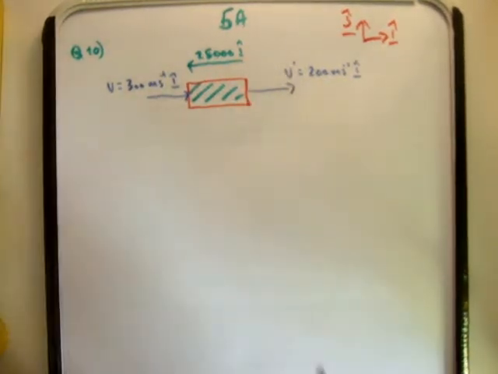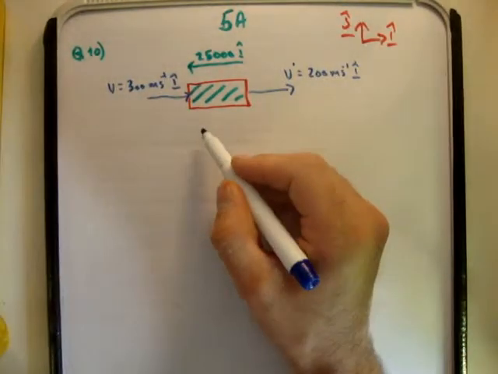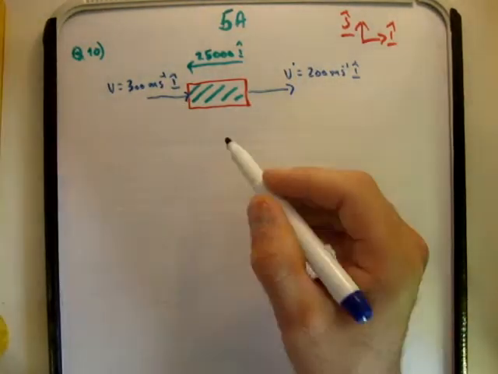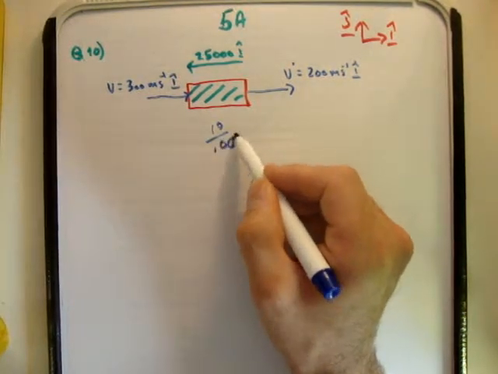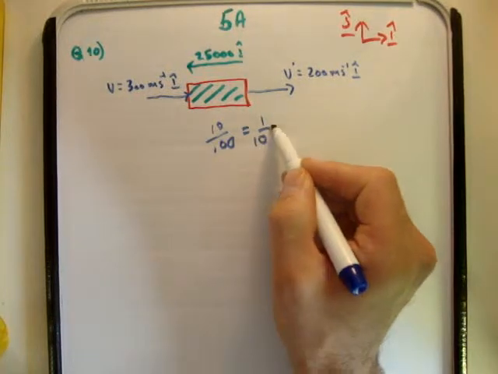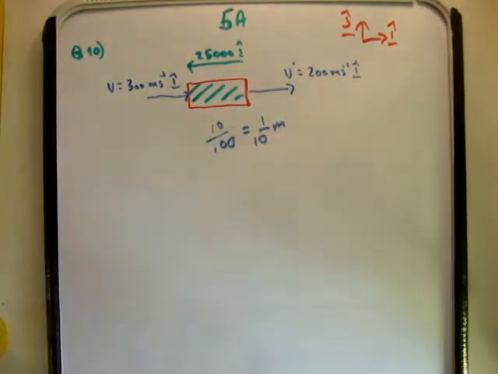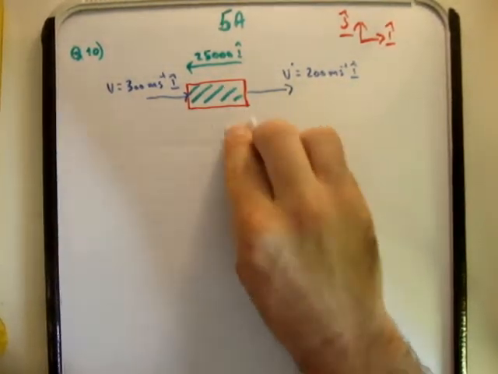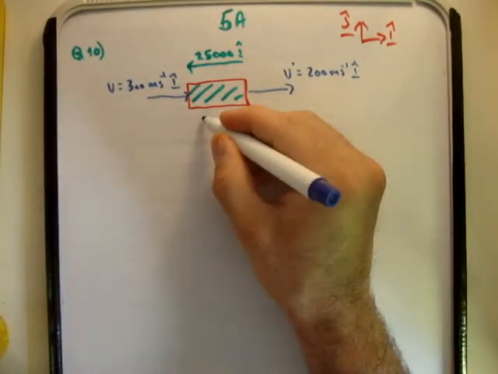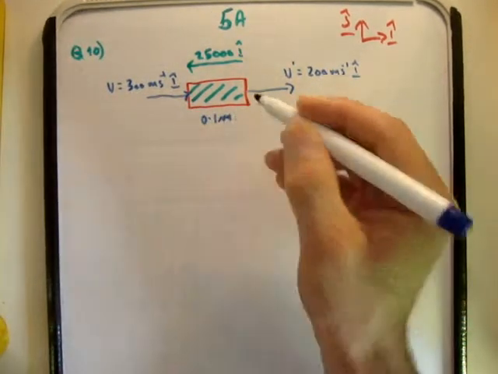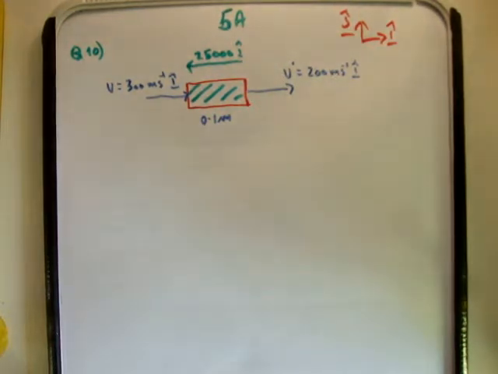Now once again we must go into SI. So a meter is 100 centimeters, so we have 10 over 100 giving us 1/10 of a meter. Alright, so just be wary of that. So we have 1/10 of a meter, so 0.1 meters. And is there anything else which we're given? No. Alright, so let's just analyze this.